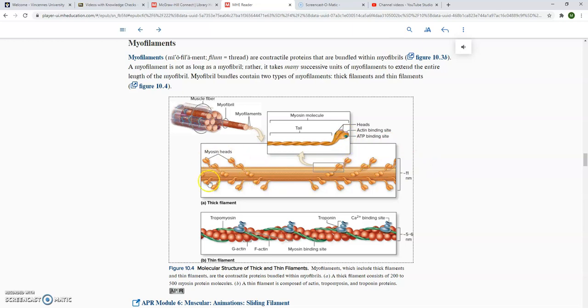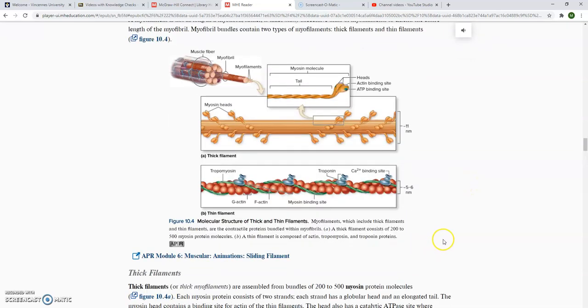All right, so you should be able to identify the myosin heads and know that this is a thick filament, and then be able to identify the actin binding site. I don't think I asked you about the ATP binding site, just the actin one.